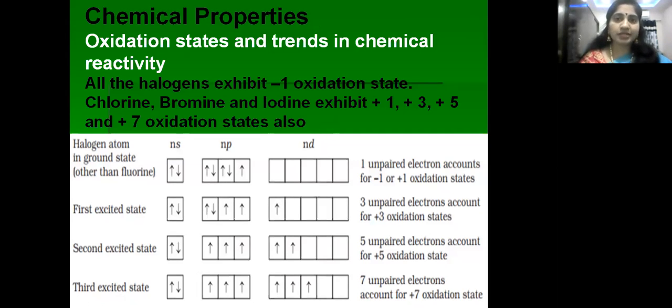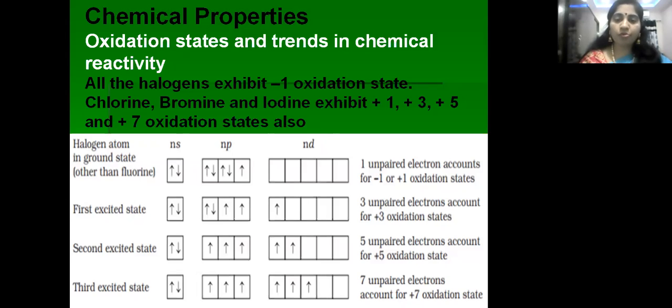Now coming to the chemical properties. In chemical properties, oxidation states and trends in chemical reactivity. All the halogens can exhibit -1 oxidation state. Why can they exhibit -1 oxidation state, children? Because they have ns2 np5 configuration. If they gain one electron, they will get noble gas configuration. So if they gain one electron, which charge will they get? -1 charge. Okay, so that's why all halogens can exhibit -1 oxidation state.